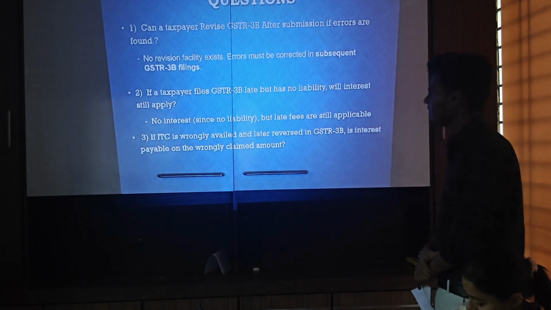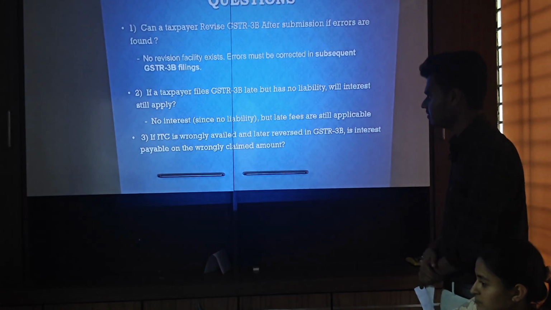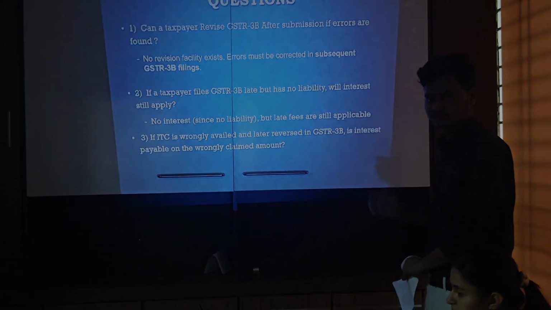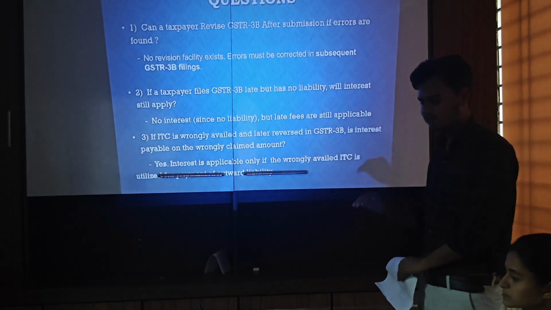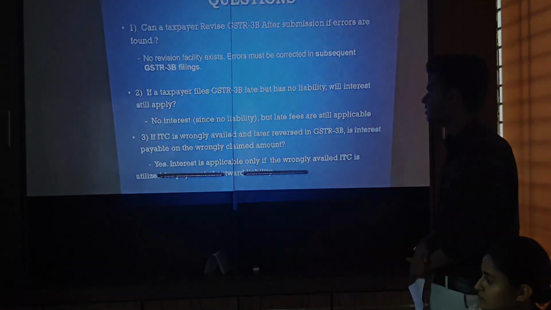And the third one is: if ITC is wrongly availed and later reversed in GSTR 3B, is interest payable on the wrongly claimed ITC? Yes, interest is applicable only if the wrongly availed ITC is utilized for the payment of outward tax liability.